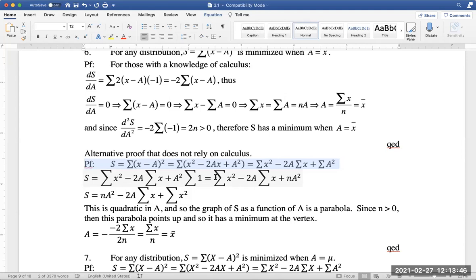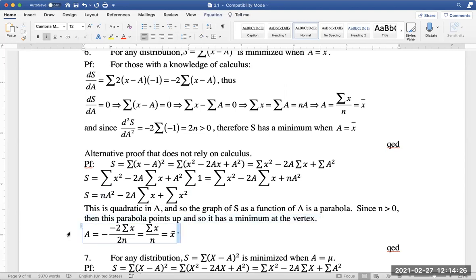I now notice that this is quadratic in A. Therefore, since it's quadratic in A, its graph looks like a parabola. Since the leading coefficient, the coefficient of A squared, is n, a positive number, this parabola is pointing up. Since the parabola is pointing up, it has a minimum. And the minimum will occur at the very bottom, at the vertex.